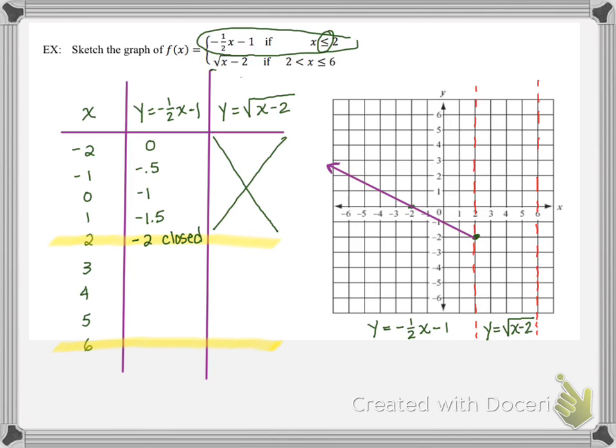So now, those endpoints you always want to plug into both of the equations, because even though we're not including 2 on the other end, or on the right side, we want to get infinitely close to it. So the way that we do that on a graph is using an open point, right? So I'm going to plug 2 into my second equation. 2 minus 2 is 0. The square root of 0 is 0.